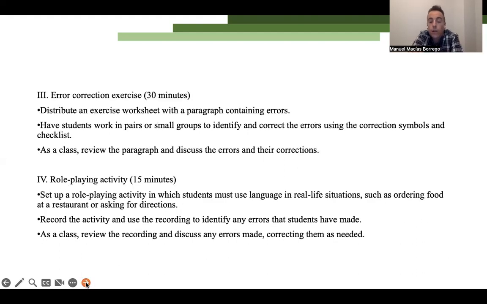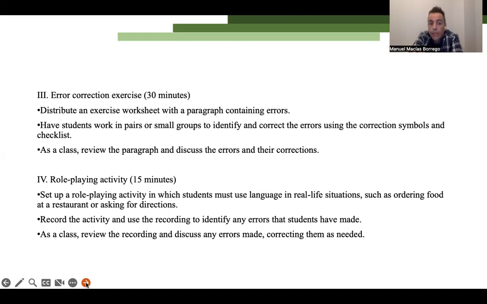After this, we go to the error correction exercise, to which I dedicate an equal amount of time as to error analysis because, from my point of view, they are equally important. I usually distribute an exercise elaborated previously with a paragraph containing errors. I have the students work in pairs or small groups to identify and correct the errors, again using the correction symbols and the checklist. And as a whole class, as one single unit, we review the paragraphs and discuss the errors and their corrections.